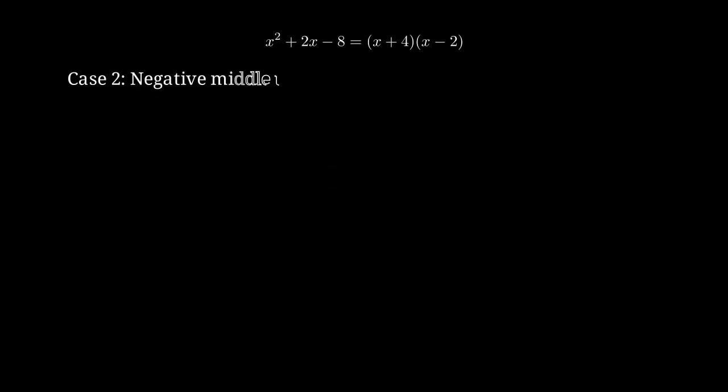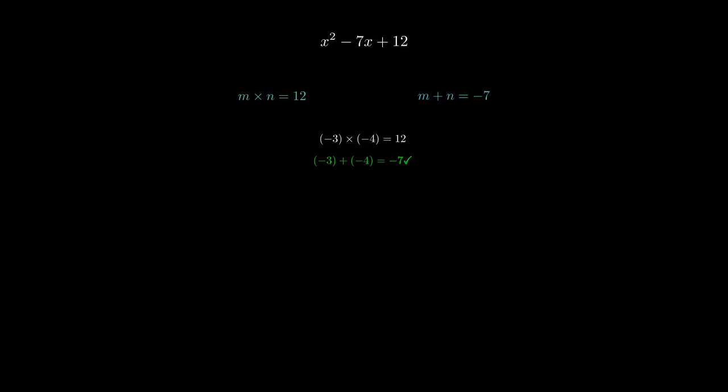When the middle term is negative and the last term is positive, both factors are negative. For example, x squared minus 7x plus 12. We need two negative numbers that multiply to 12 and add to negative 7. Negative 3 and negative 4 work. Therefore, x squared minus 7x plus 12 equals x minus 3 times x minus 4.